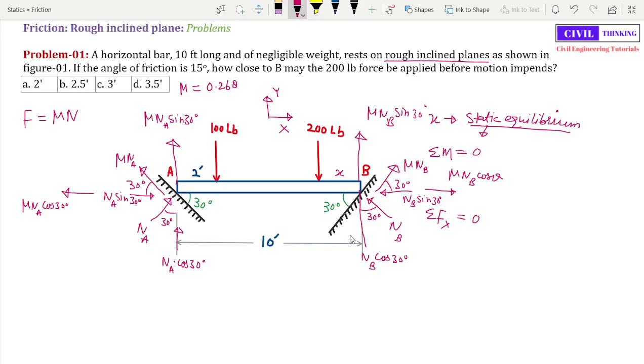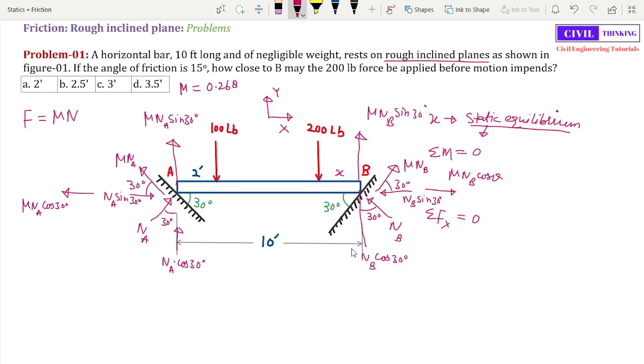I hope I didn't confuse you. I hope you understand everything. Just relax and resolve this Na into two components. This is the vertical component and this is the horizontal component. Then we find the components of mu Na. In the x direction is this, and in the y direction is this. Similarly, we resolve each force into x component and y component.